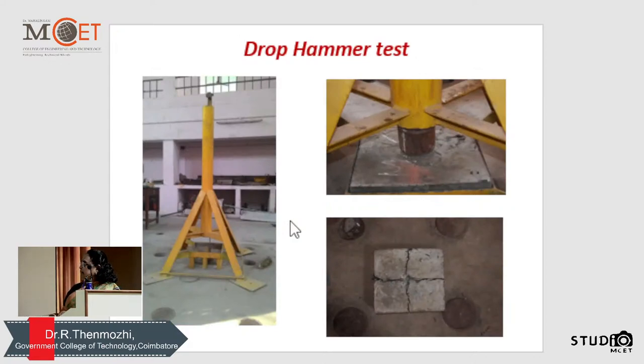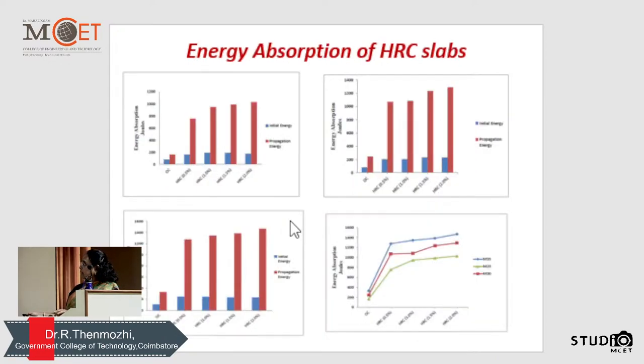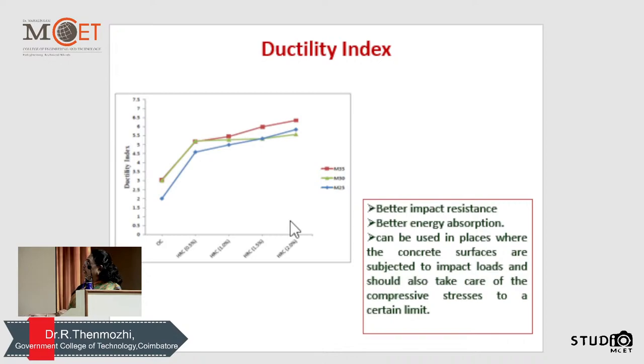So this is the impact test panel. Slabs made of this rubberized concrete with the rubber fibers are put here and subjected to a drop panel test. Based on that, the energy absorption was found. Due to the rubber fibers, it shows this much amount of deflection. And similarly, the ductility is also good for this.